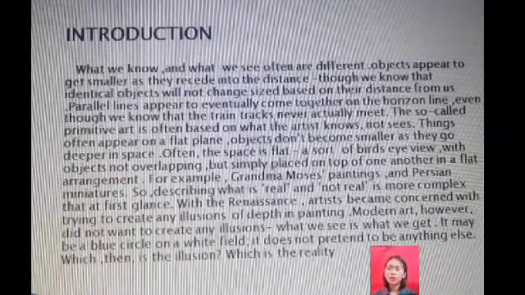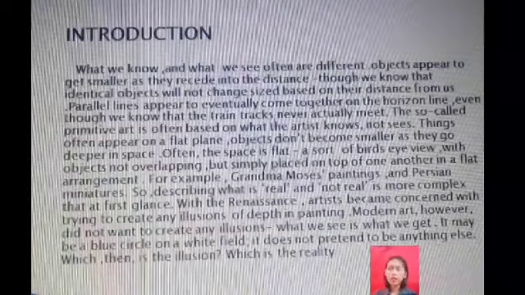So, things deeper in space, often the space is flat, a sort of bird's eye view with objects not overlapping, but simply placed on top of one another in a flat arrangement. For example, Grandma Moses paintings and Persian miniatures. So, describing what is real and not real is more complex than at first glance.